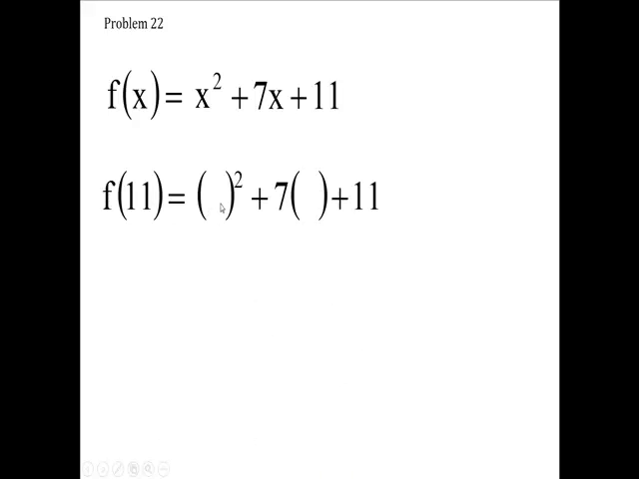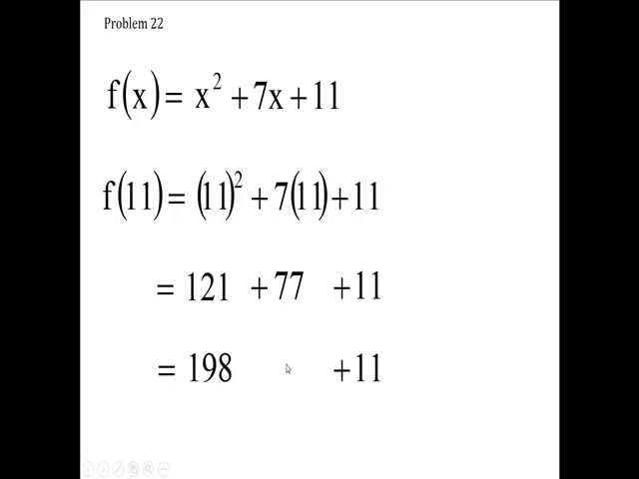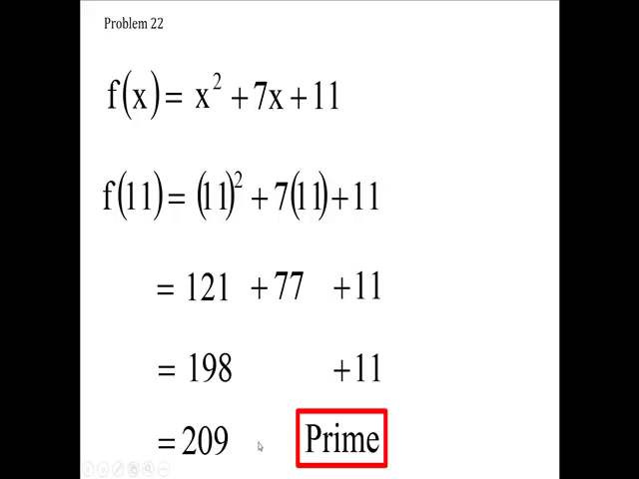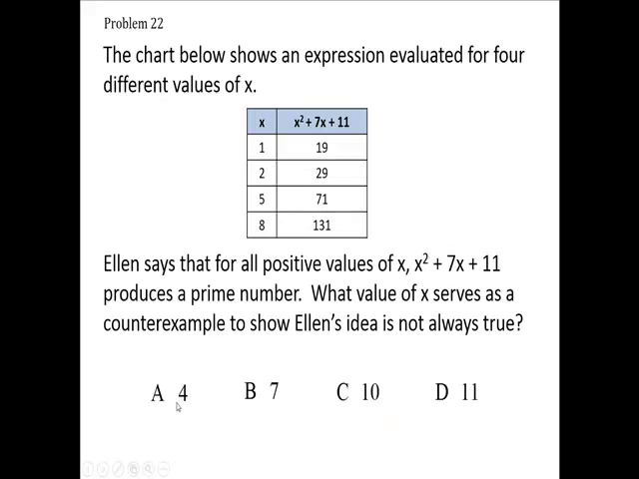The last one we want to test out is the 11. 11 squared is 121. 7 times 11 is 77, plus the 11. Add these up. You're going to get 198 plus the 11, 209. 209 can't be divided by anything other than 209 and 1. That's prime. Okay, so of my 4 answers, we have to pick A.